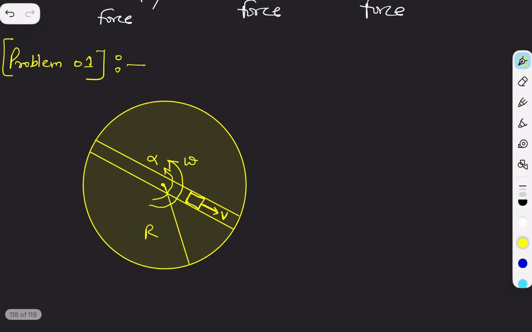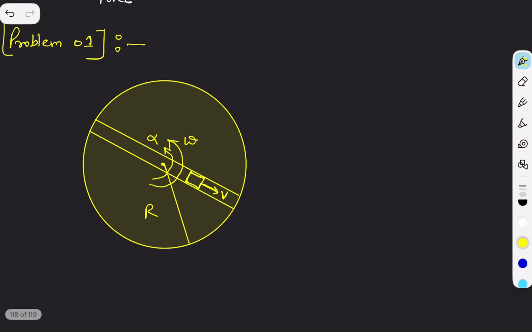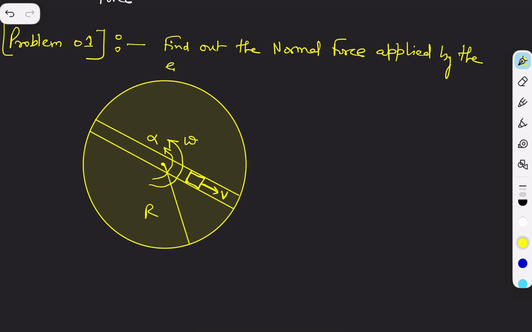Now they are asking: find out the normal force applied by the groove walls. That's it, guys, the groove walls. This is the question that they are asking.